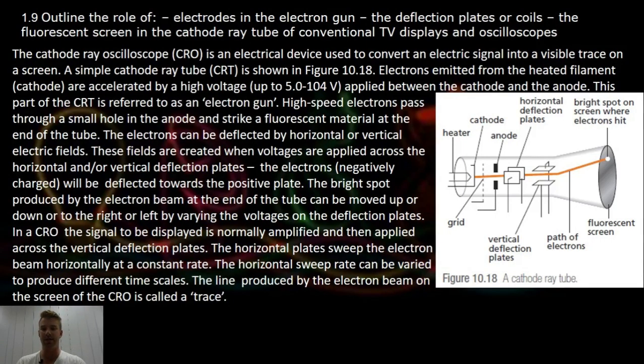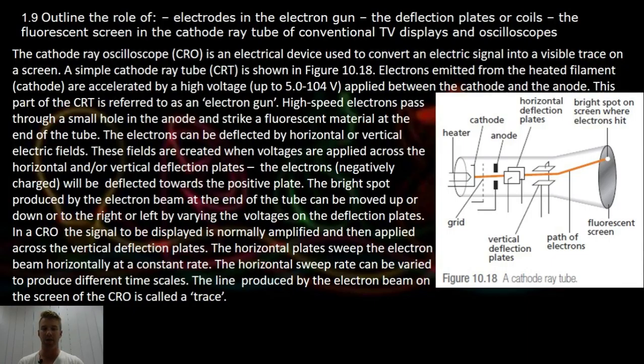In the cathode ray oscilloscope, the signal to be displayed is normally amplified and then applied across the vertical deflection plates. The horizontal plates sweep the electron beam horizontally at a constant rate. The horizontal sweep rate can be varied to produce different timescales. This line produced by the electron beam on the screen is called a trace.